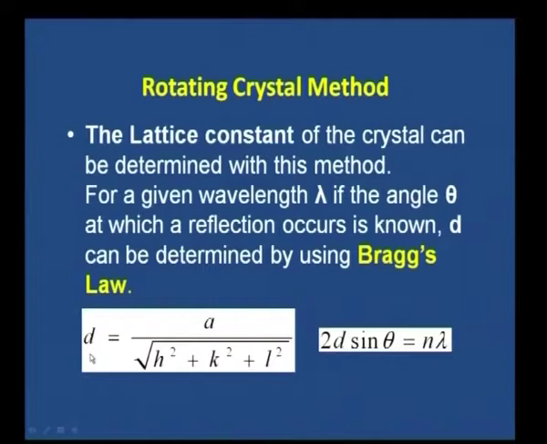For a given wavelength lambda, if the angle theta at which the reflection occurs is known, d can be determined using Bragg's law. If you know d, then you can make use of this relation: d is equal to a divided by the square root of h squared plus k squared plus l squared, where a is the lattice constant.